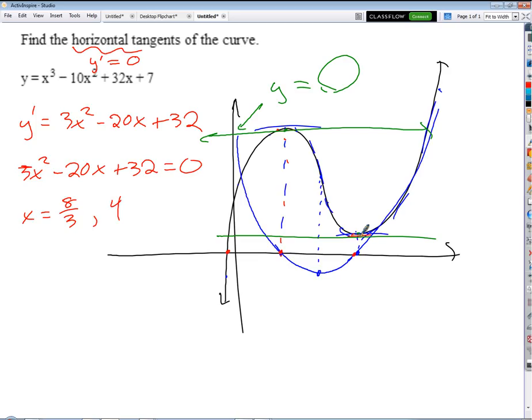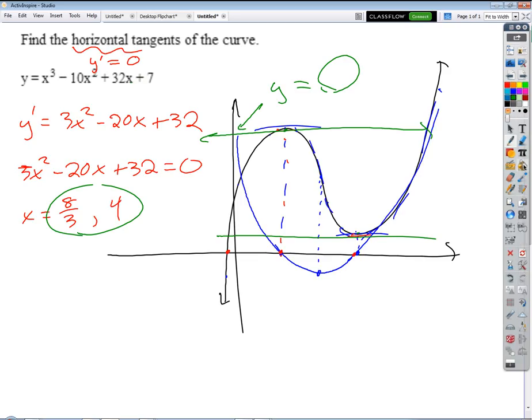What do you plug into the original equation? The x values. All this question wanted were the x values where this function has a horizontal tangent. So we took the derivative, set it equal to 0, and solved for x. In this case, that's all we need. All right, moving on.